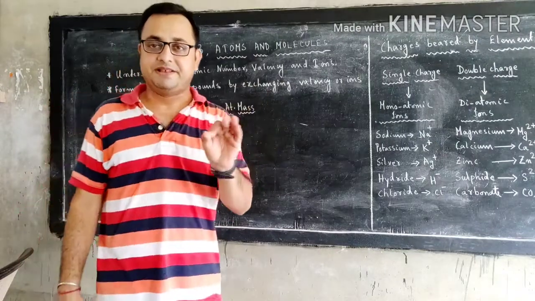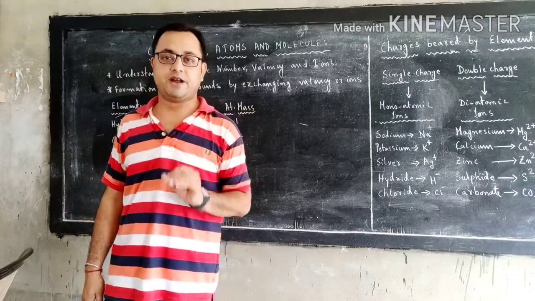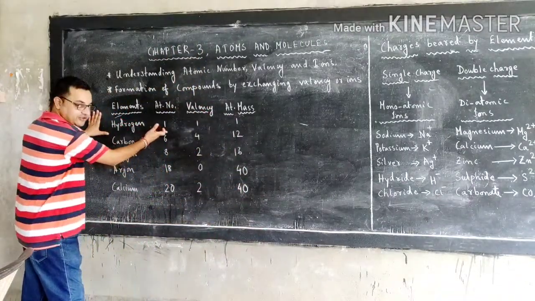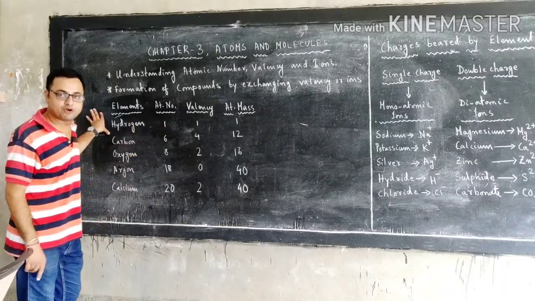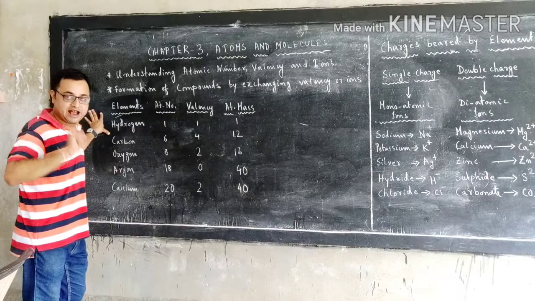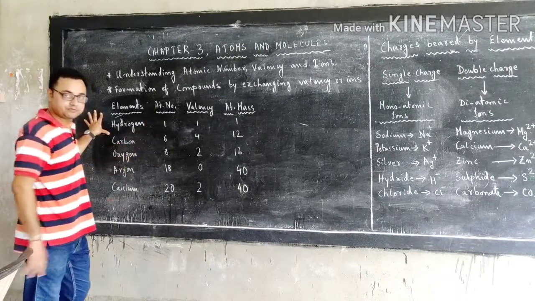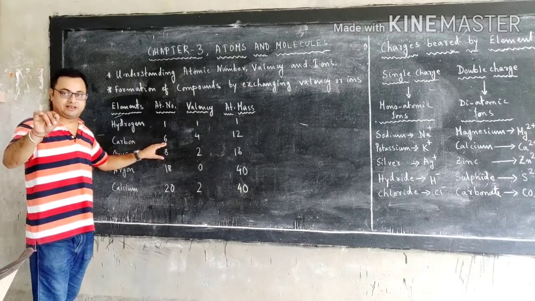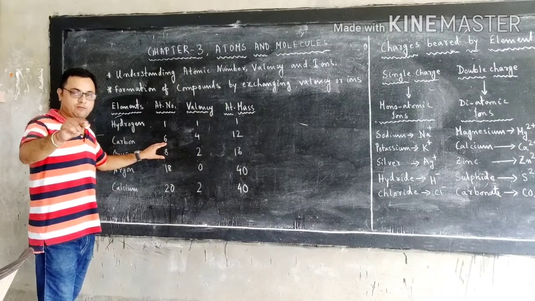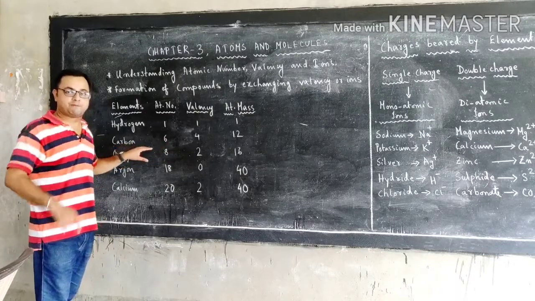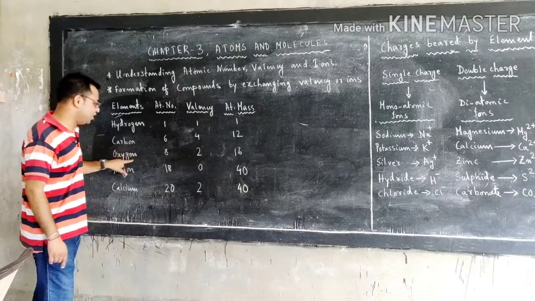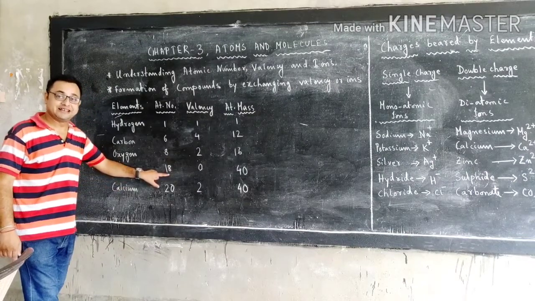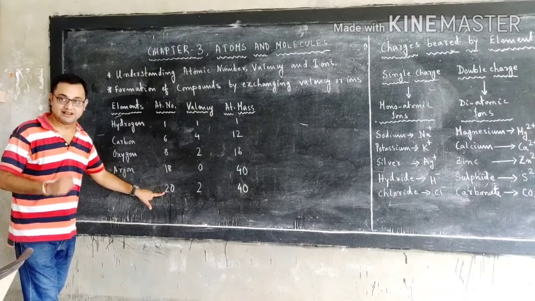This atomic number basically constitutes of the subatomic particle called proton. Now, if I am telling that the atomic number of hydrogen is 1, that means the total number of protons present within the element hydrogen is 1. When I say the atomic number of carbon is 6, that means within the atom of the element carbon, the total number of protons present is 6. Similarly, oxygen, the total number of protons is 8. For argon, 18. And calcium simultaneously 20 and so on.